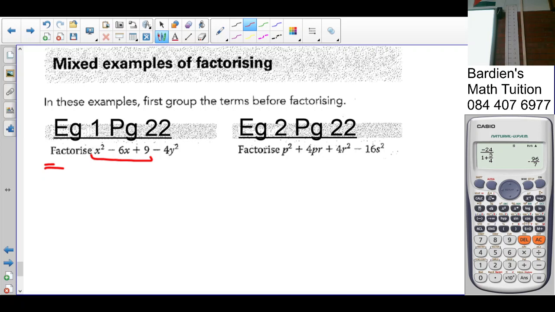So what do we get? (x - 3)² - 4y². Now what? Now do it. Difference of two squares.